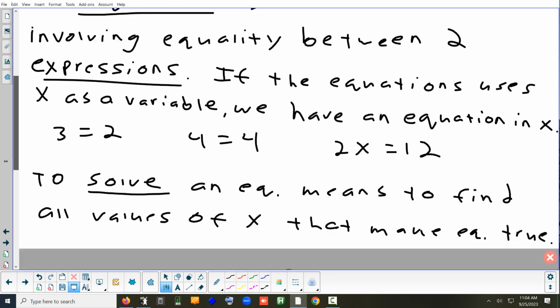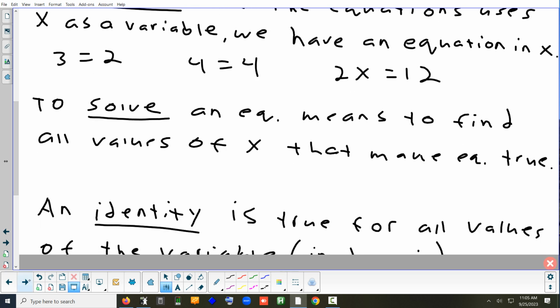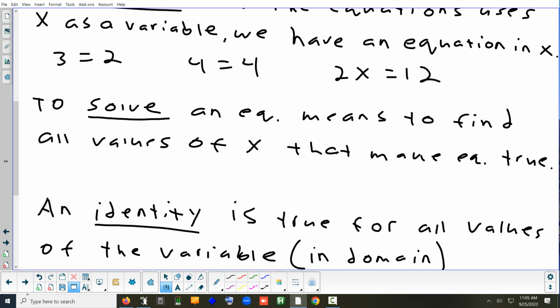So to solve an equation means to find the value of x that you could plug back into the problem that makes it true. Now, when we talk about solving, you're obviously not solving 3 equals 2 or 4 equals 4. We're talking about solving an equation that has a letter. So we're talking about conditional equations. I actually do give you some examples.